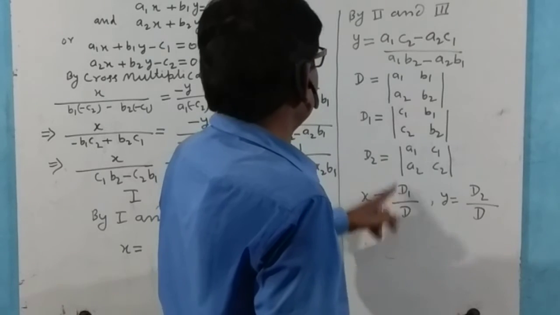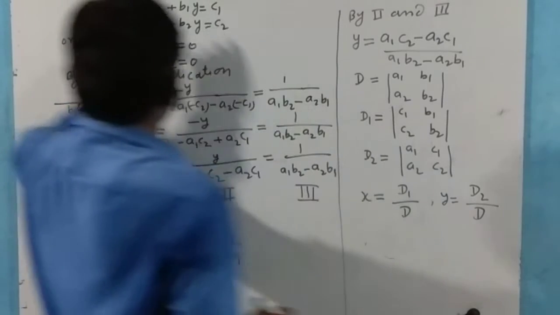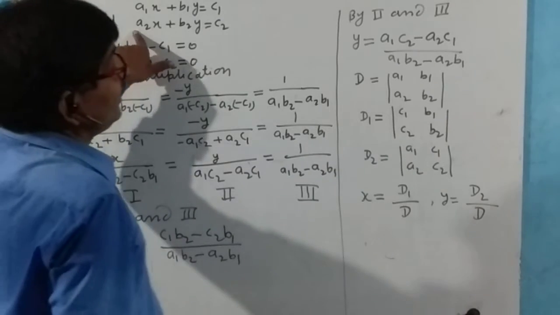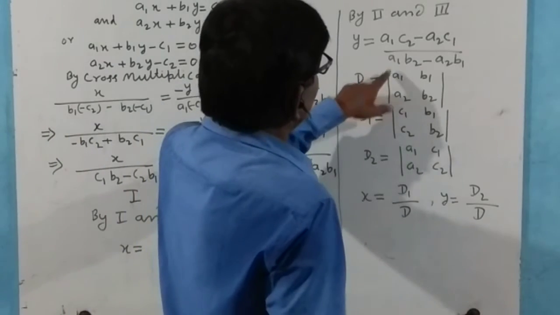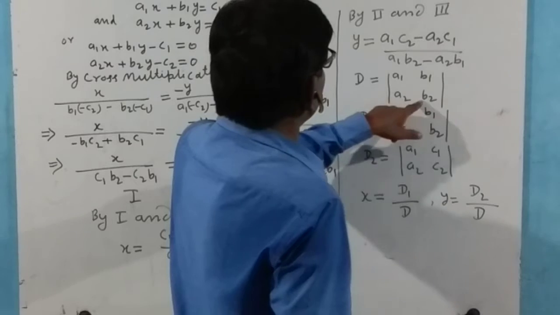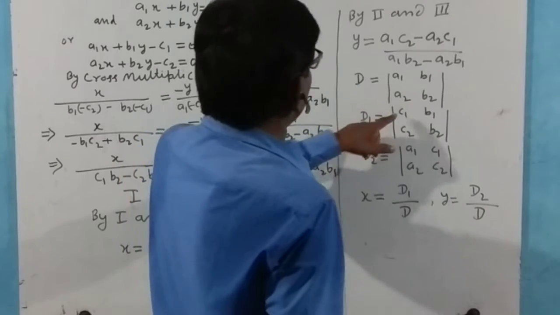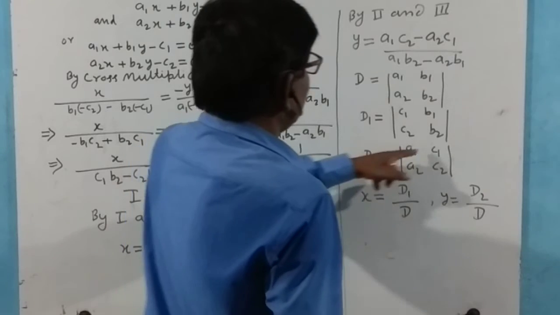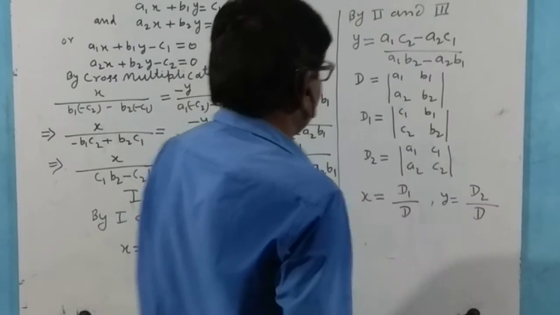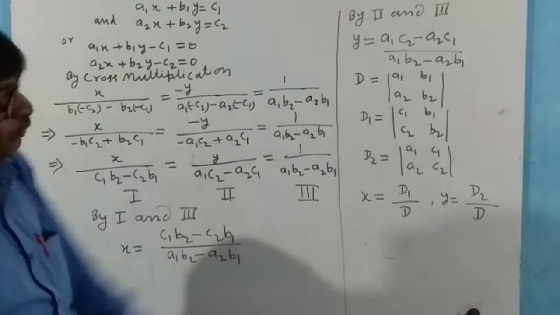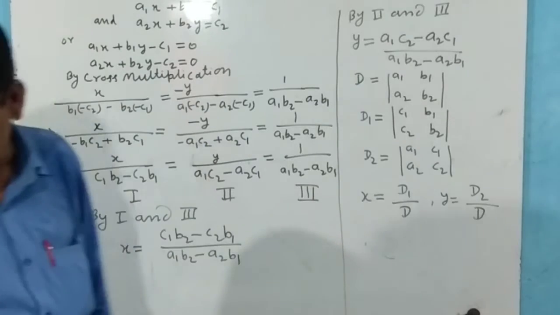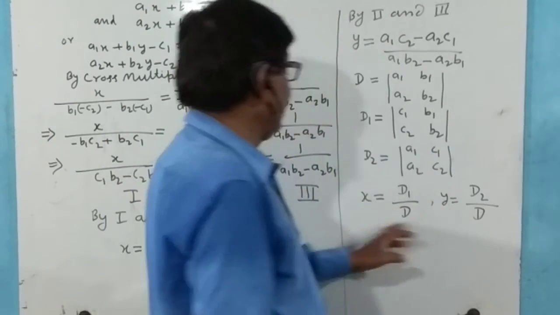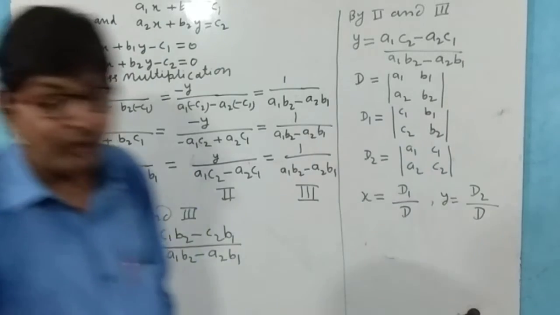Now this is the linear equation. It can be written in determinant form a1 b1 a2 b2, and D1 equal to a1 a2 replaced by c1 c2 and D2 equal to b1 b2 replaced by c1 c2, so that x equal to D1 by D and y equal to D2 by D. We calculate the values of D1 and D2, and we directly find the values of x and y.